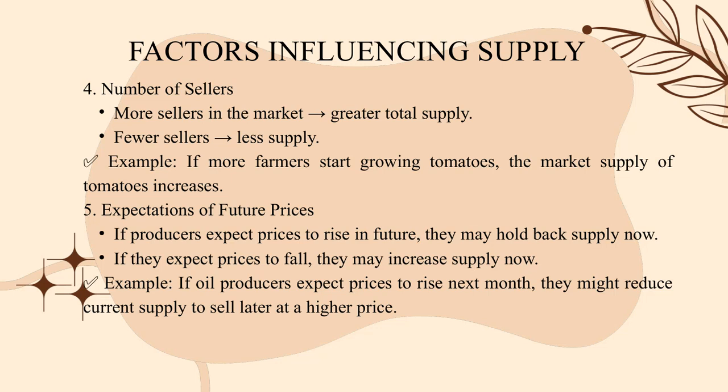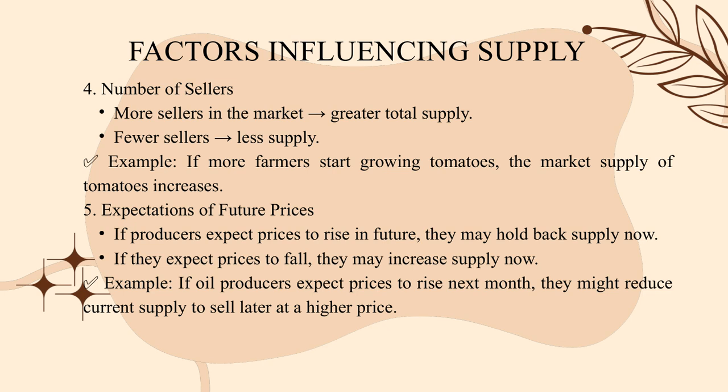Now, let's look at the fifth factor, expectations of future prices. When producers think that prices will go up in the future, they often hold back some of their current supply to sell later at a higher price. Conversely, if they expect prices to fall, they tend to increase their supply now to avoid losing potential profit. For example, imagine oil producers who expect oil prices to rise next month.